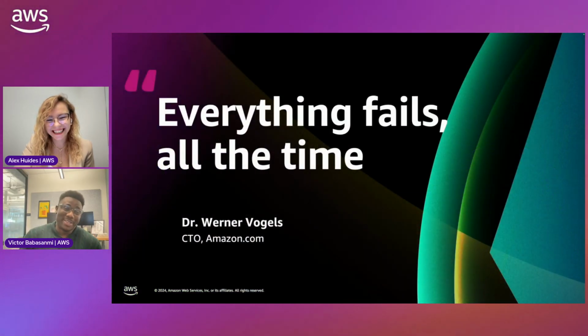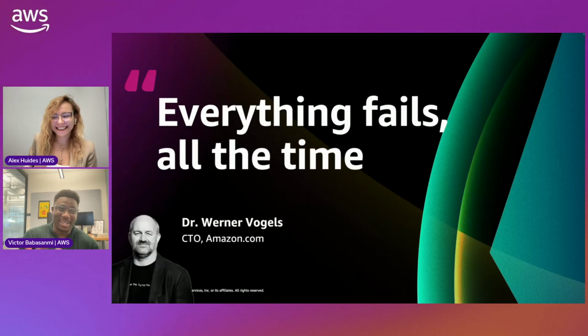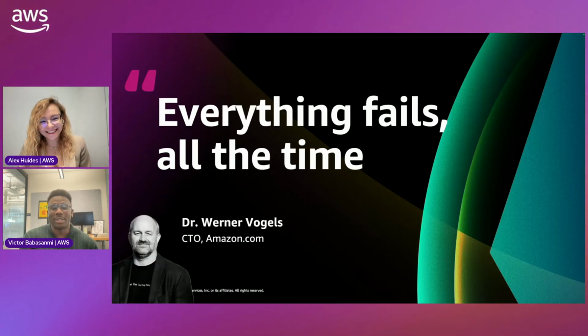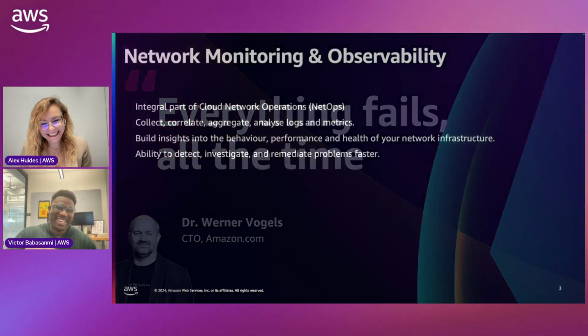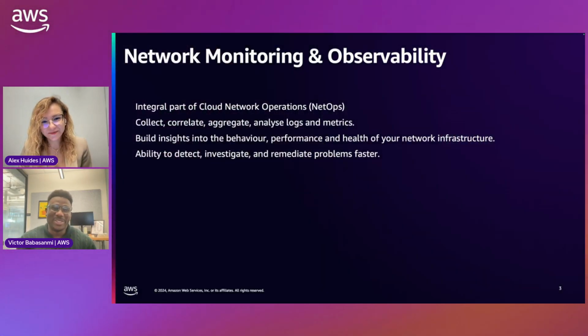Here's a popular quote from our CTO. Everything fails all the time. And that is true. That is true even of the best designed, resilient networks. No matter how well you design and build stuff, there's always a likelihood that something goes wrong. Someone makes a mistake, or an AI tool makes a mistake, and now you have to figure out what's wrong. So really, really important for you to have some observability. It's an integral part of every network operations team.